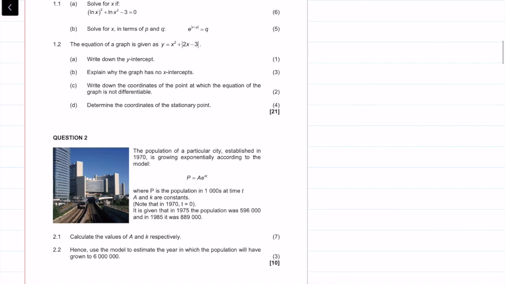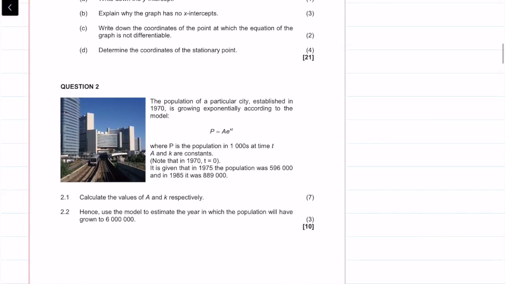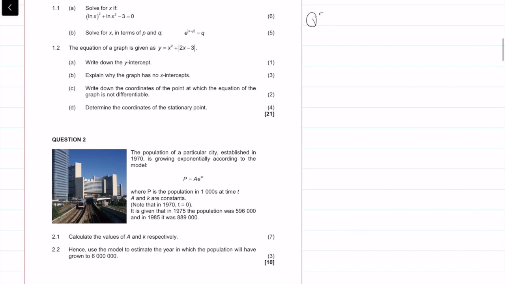Okay, in my opinion, question 2 is probably one of the easiest questions that you will ever find in an exam, especially an AP Maths exam, and it's worth 10 marks. So it's worth going over and making sure that you get the full 10 marks. Okay, so let's go over this.